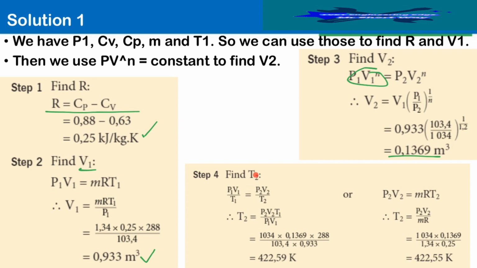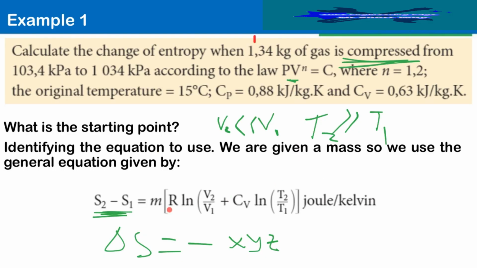And then you move on to step 4, which is calculating the value of T2. T2 comes out as 422.59 Kelvin, which is higher than our T1 that was at 288 Kelvin, also in line with our expectations. Another way you can calculate T2 is the PV equals MRT equation, and you get roughly the same values. If you get 422.55 instead of 422.59, I'll still give you the answer. Then once you've found all these variables, you plug them back into this formula over here.